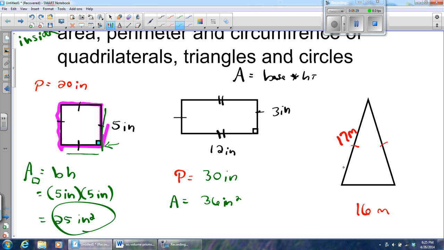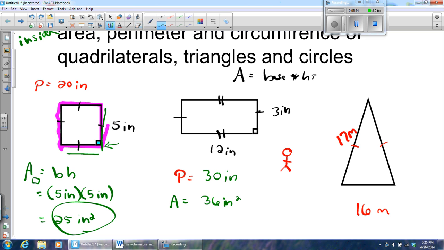It's an isosceles triangle. Now, some of you are going to go, hey, the base is 16 and the height is 17. That makes absolutely no sense. If you go to the doctor, and they're going to measure how tall you are, do they measure down this way? No, of course not. They don't measure the slant height. They could make you 85 feet tall if they did that.